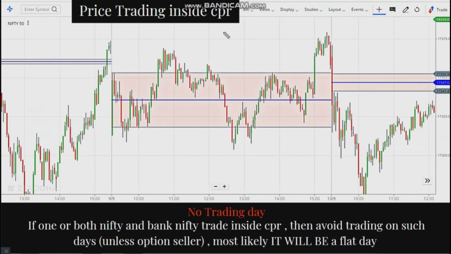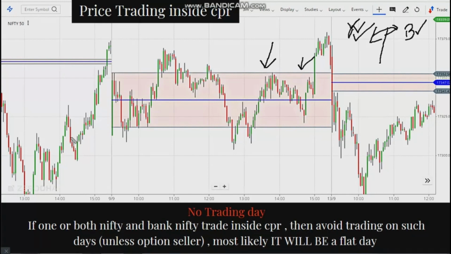So our next topic is whenever you see price action candle trading inside CPR, that is wide CPR, then what you should do. In our previous slides, I told you to open Nifty 50 indices and Bank Nifty indices. Whenever you see such a pattern in Nifty 50 indices or Bank Nifty indices or both of them, then consider this as a no trading day for people who are buying options.